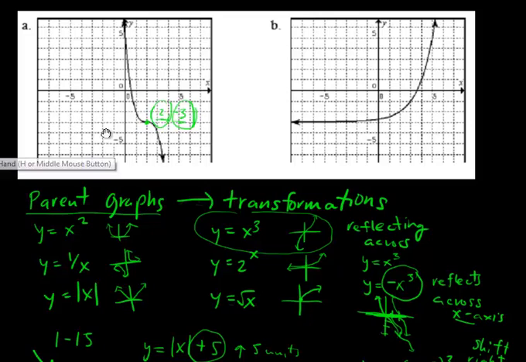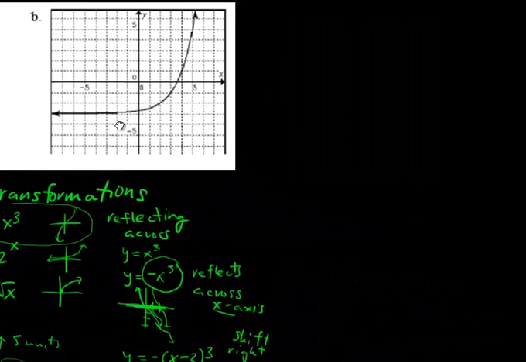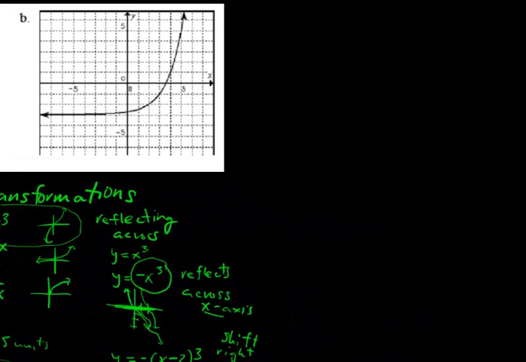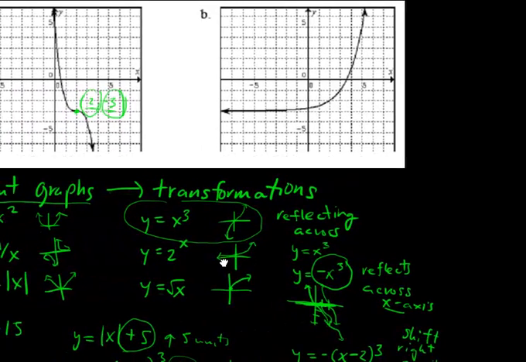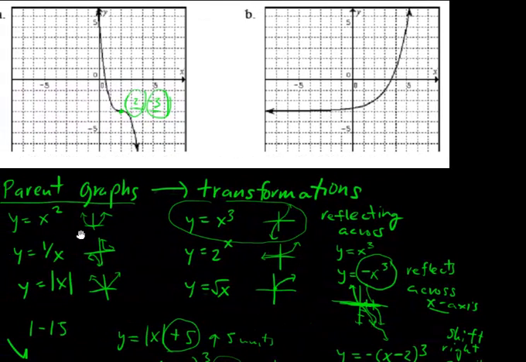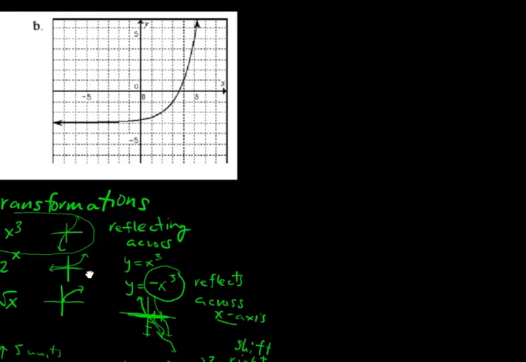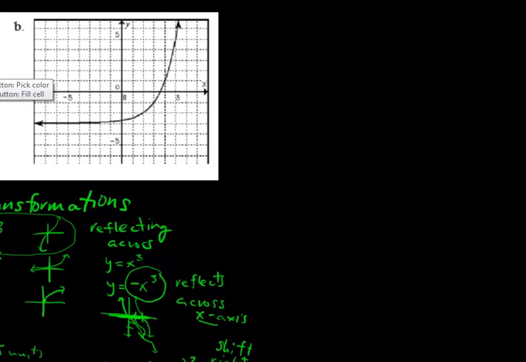So let's look at the graph of B, and I'm going to take off all that other stuff. So this one now, which parent function does it look like? Before I take that off, let me put it back and look at all these. So it's not x squared, it's not 1 over x, it's not the absolute value of x, it's not x cubed. This one kind of looks like 2 to the x. Okay, so keep that in mind as our parent function.